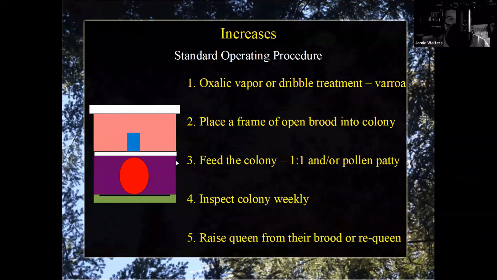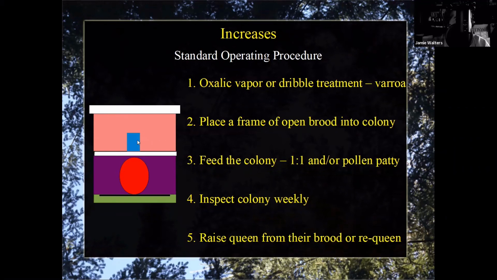Increases no matter what you do. If you're a seasoned vet beekeeper of 20 plus years, 5 years, 2 years, you still have to go back to the basics of what you guys are learning. If you catch a swarm and they're broodless, you can hit them with oxalic vapor or the dribble method. Place in a frame of open comb or open brood into the colony. That'll help them stay. Feed the colony because remember, they have nothing at that point.